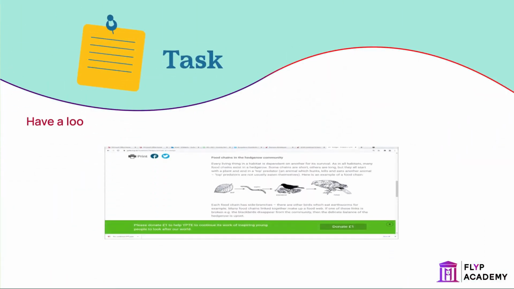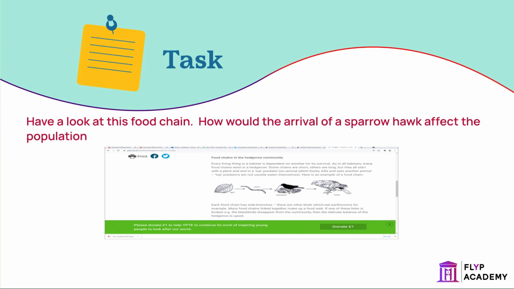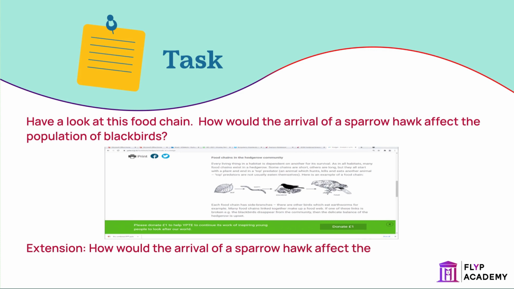Task: have a look at this food chain. How would the arrival of a sparrowhawk affect the population of blackbirds? Extension: how would the arrival of a sparrowhawk affect the population of worms? Explain your answer.